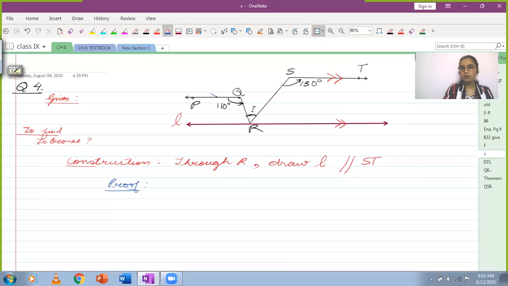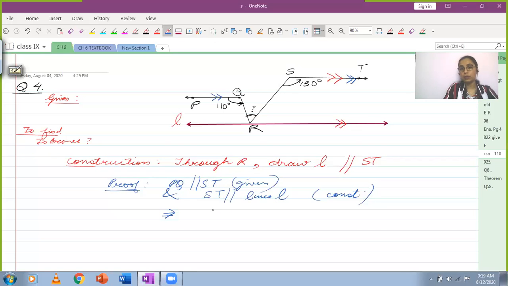The first thing I want to write down is that PQ is parallel to ST. This is given to me. And ST is parallel to line L. This is the construction part. So this is the part where I use transitive property. PQ is parallel to ST, ST is parallel to L. So I can say that PQ is also parallel to L.